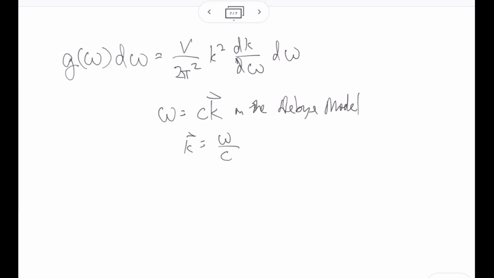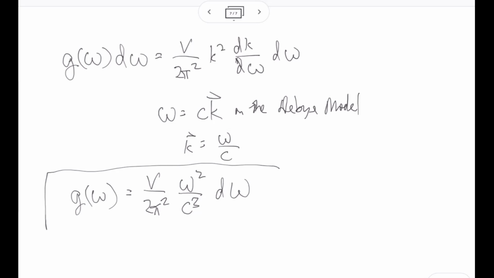And so g of omega equals V over 2 pi squared k squared. But what I'm going to do now is say k squared is omega over c squared. So omega over c squared dk d omega, that's 1 over c. So it's going to be c cubed d omega. This is the density of states for the Debye model.